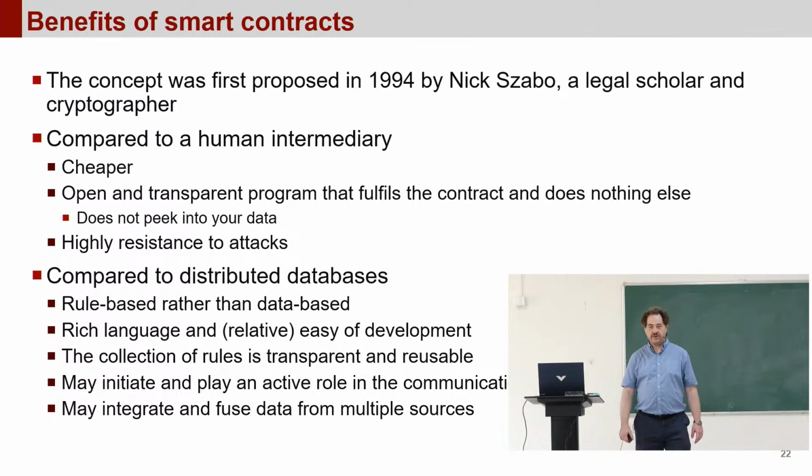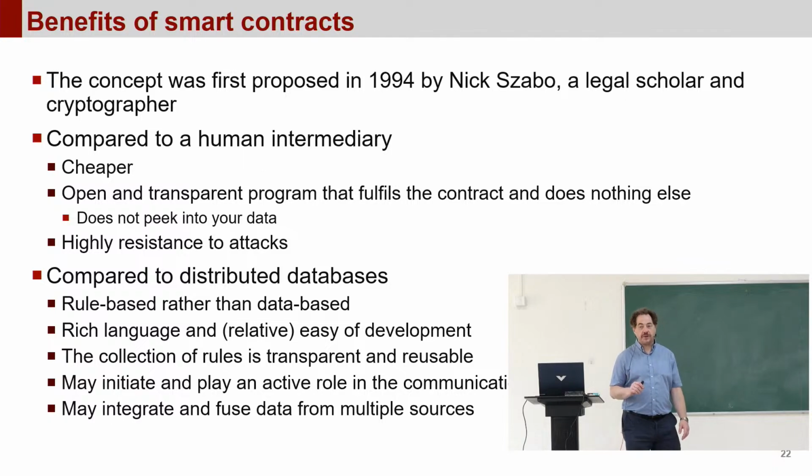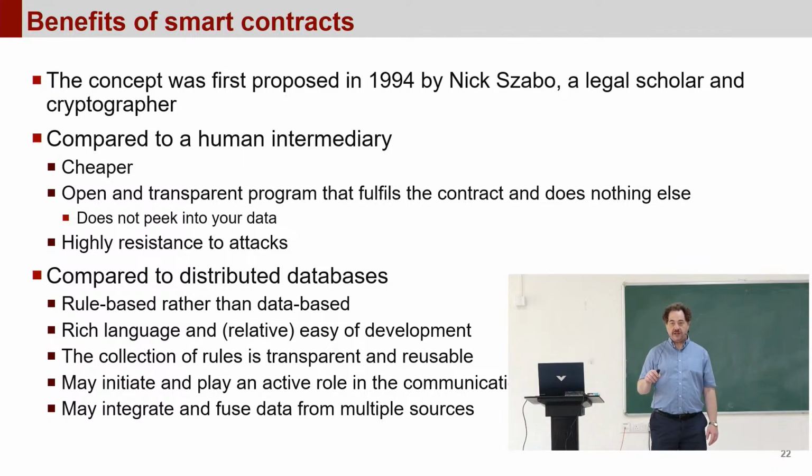Mechanisms which will be automated. So compared to a human intermediary, it's cheaper to involve a smart contract, so you don't need to pay fees to the intermediary. The contract is an open and transparent program that fulfills the contract and does nothing else. For example, it doesn't peek into your data. And the contract can be made highly resilient to attacks, but at least you know the level of security provided by the contract.